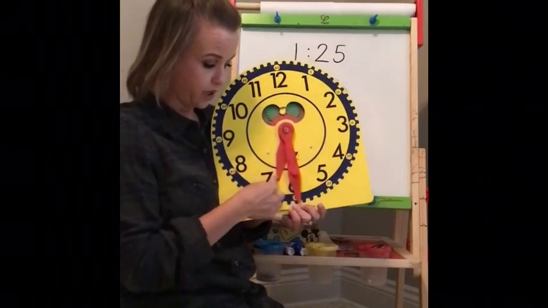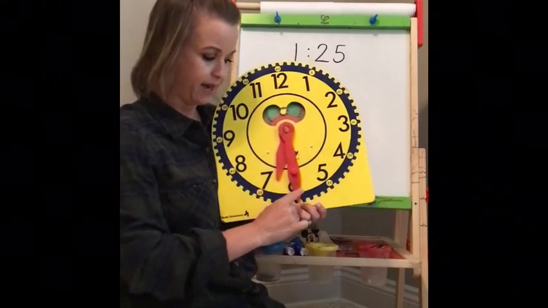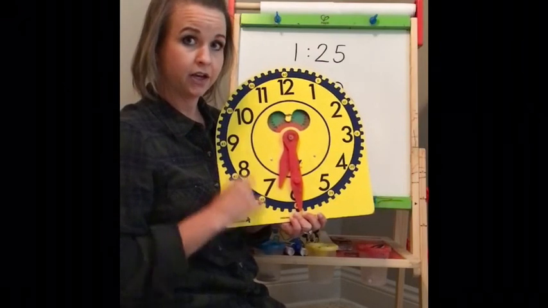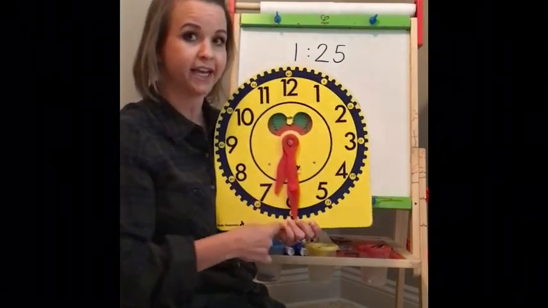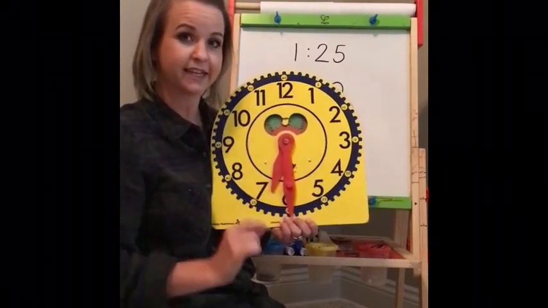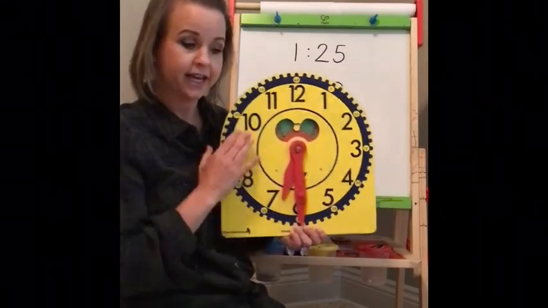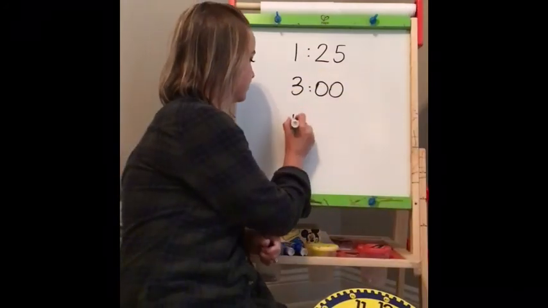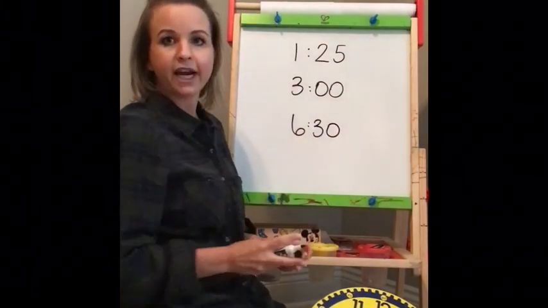Okay, our short hand that we read and write first, it's in between 6 and 7. But if my minute hand hasn't gone all the way up, has it gotten to the 7 yet? No, it is still 6. And then my minute hand is pointing straight down. 30, very good. 6:30, because if I skip count by 5s, 5, 10, 15, 20, 25, 30. It is 6:30. Very good. Check and make sure that you have it written out correctly.